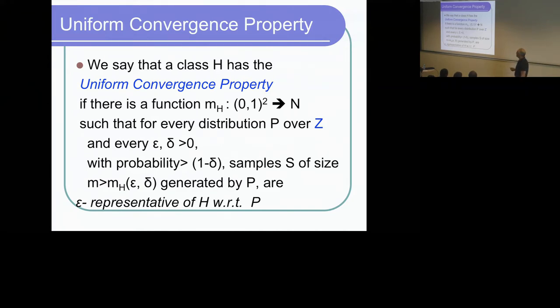The class has the uniform convergence property if there is a function, as before, such that for every distribution over the domain and every epsilon and delta, if my sample size is bigger than the requirement of this function, then with high probability, bigger than 1 minus delta, my sample will be representative. So, again, what is a uniform convergence property class? It's a nice class. It's a class in which I have a guarantee. If you give me so many samples, most of them will be representative. Notice that the bigger the sample, the more likely it is to be representative. The bigger the sample, the more it reflects the distribution.